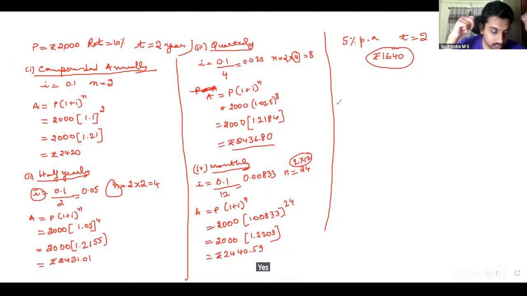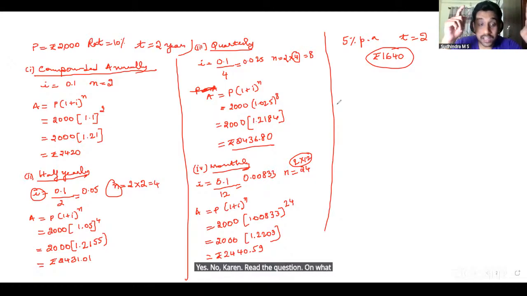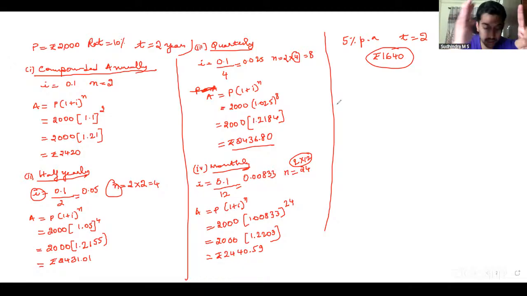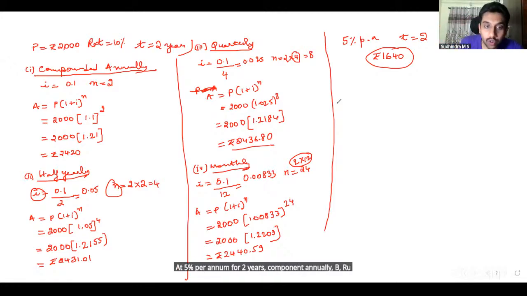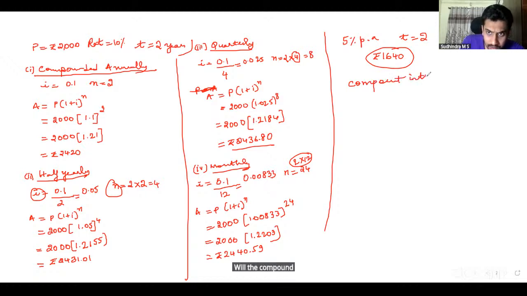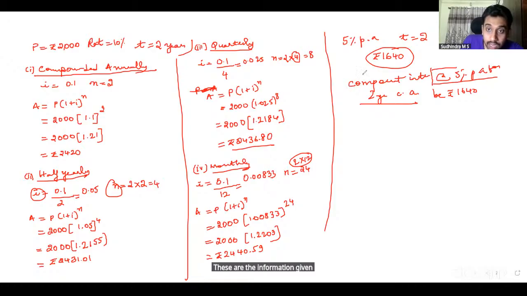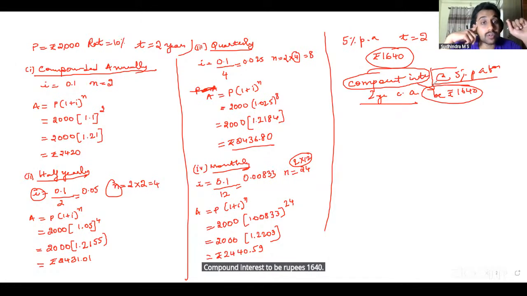No, Kiran. Read the question. On what sum will compound interest at 5% per annum for 2 years, compounded annually, be rupees 1640? These are the information given. At what sum will compound interest be rupees 1640? So 1640 here is compound interest. Did we understand?